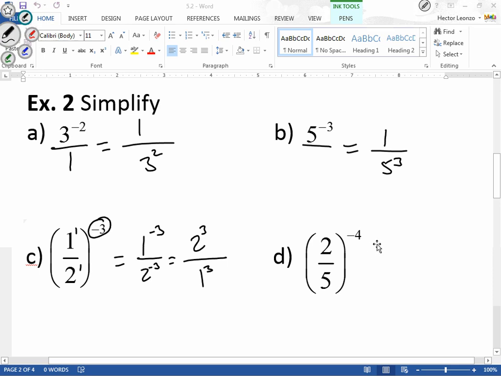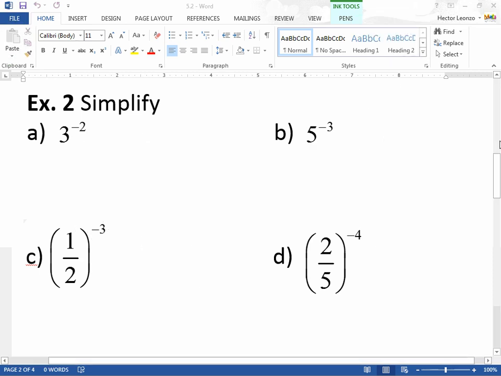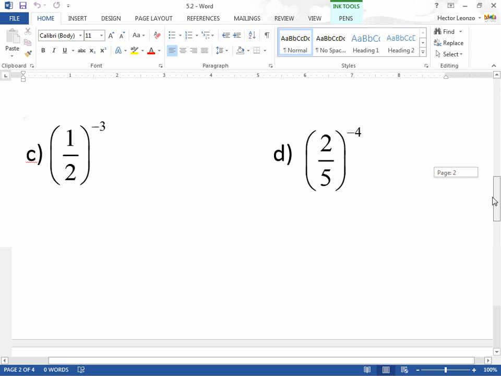Looking at my example D, I start with 2 to the negative 4 and 5 to the negative 4. So 2 to the fourth at the bottom, because remember, negative exponent means I'm going to switch it to the other side. And my negative exponent with the 5 means I'm going to bring it to the top. So my answer should be 5 to the fourth over 2 to the fourth. Negative exponents, just converting into positive on the other side.